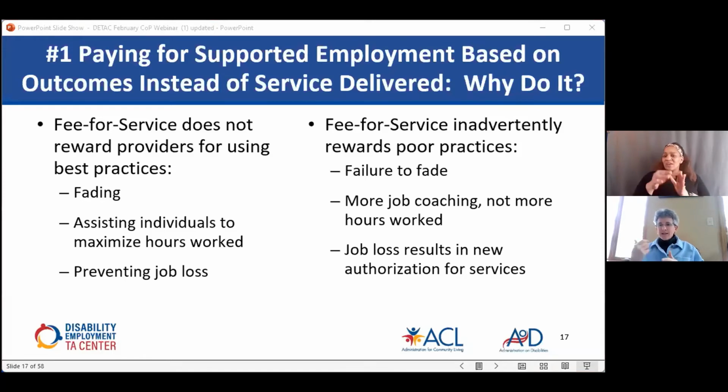What it does is inadvertently reward poor practices, in terms of a provider who fails to fade, a provider who focuses more on how many hours of job coaching they are providing versus how many hours the person is working. And in a fee-for-service model, if someone loses a job, it often results in another authorization for more services. Next slide.